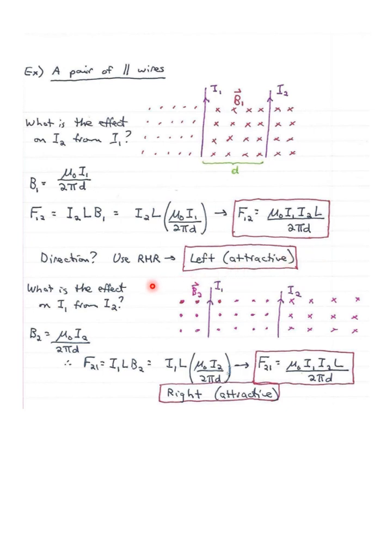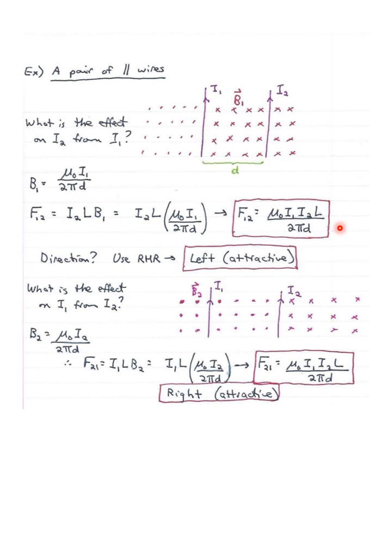We can also ask, what is the effect on I1 from I2? And we can go through the same procedure. We can find that the magnetic field caused by 2 is mu naught I2 over 2 pi d. Therefore, the force of 2 acting on 1 is I1 times L times B2. We plug all those in, and we get that the force of 2 acting on 1 is the same as the force of 1 acting on 2.